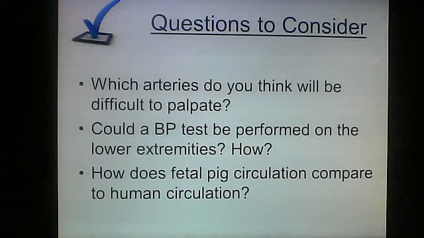Questions to consider prior to coming to lab and while you're doing your lab. Which arteries do you think will be difficult to palpate? Could a blood pressure test be performed on the lower extremities? How? How does fetal pig circulation compare to human circulation?